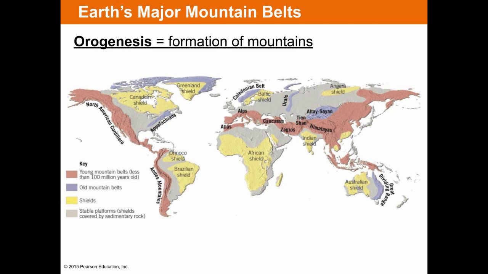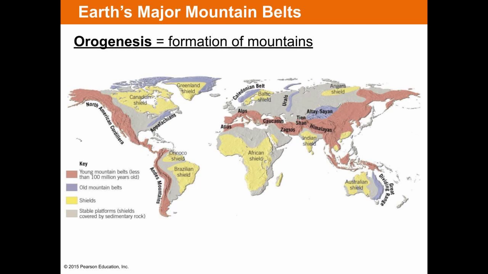Here we have in red, young mountain belts, less than 100 million years old. In blue, old mountain belts, which would by definition be greater than 100 million years old. Shields, which we've discussed previously. And then stable platforms, which are shields that are covered by sedimentary rock.